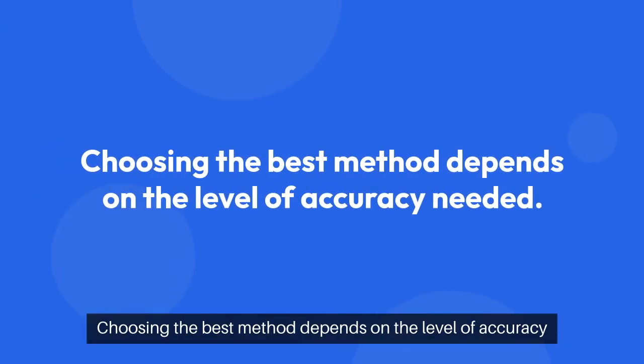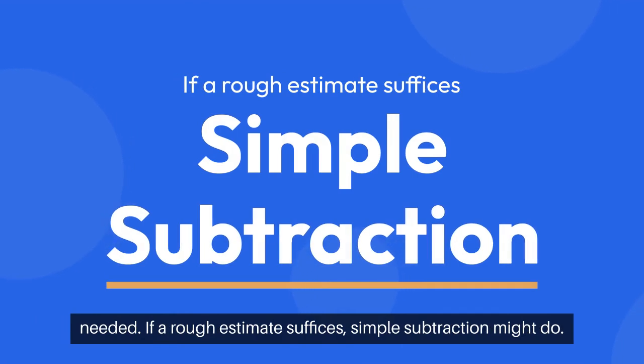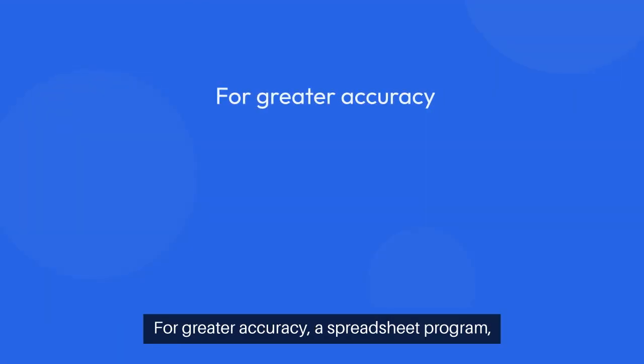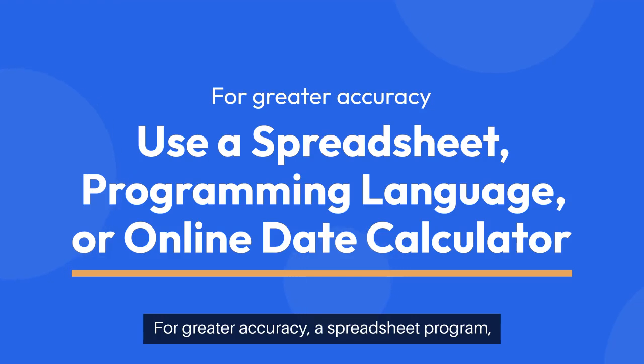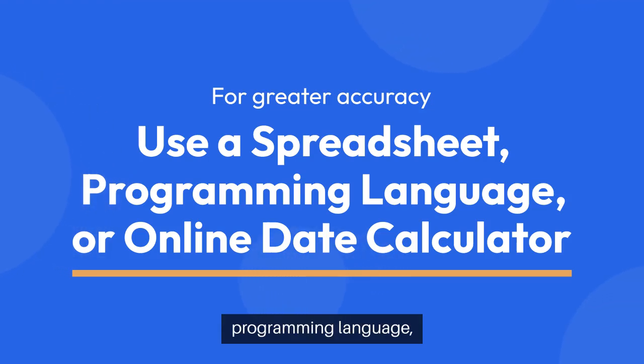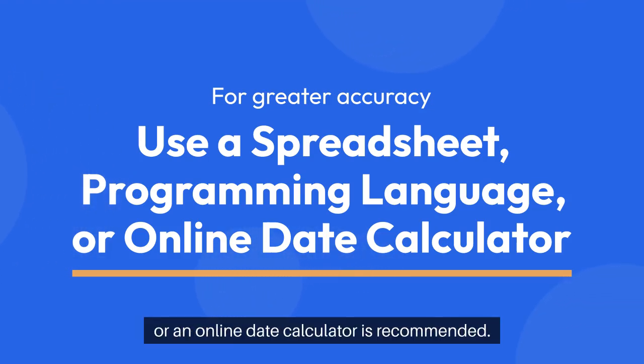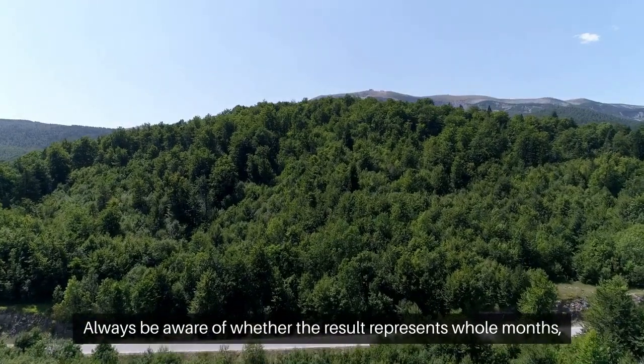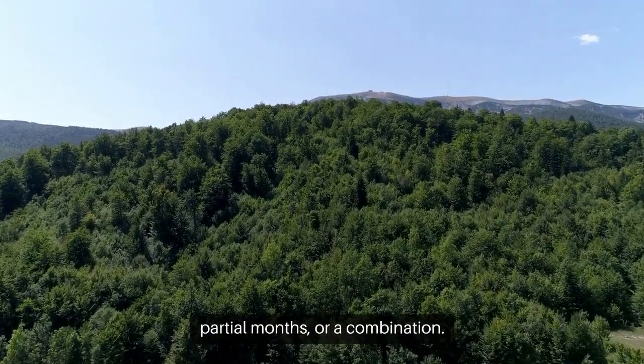Choosing the best method depends on the level of accuracy needed. If a rough estimate suffices, simple subtraction might do. For greater accuracy, a spreadsheet program, programming language, or an online date calculator is recommended. Always be aware of whether the result represents whole months, partial months, or a combination.